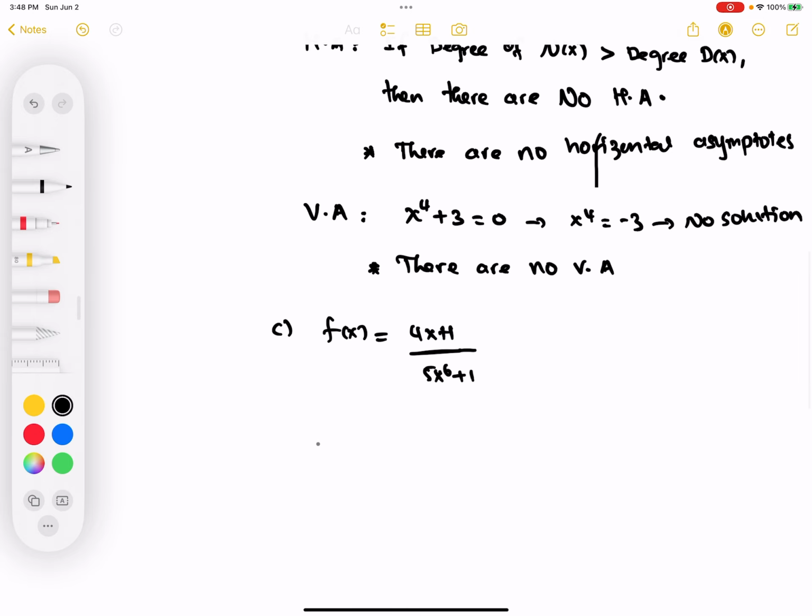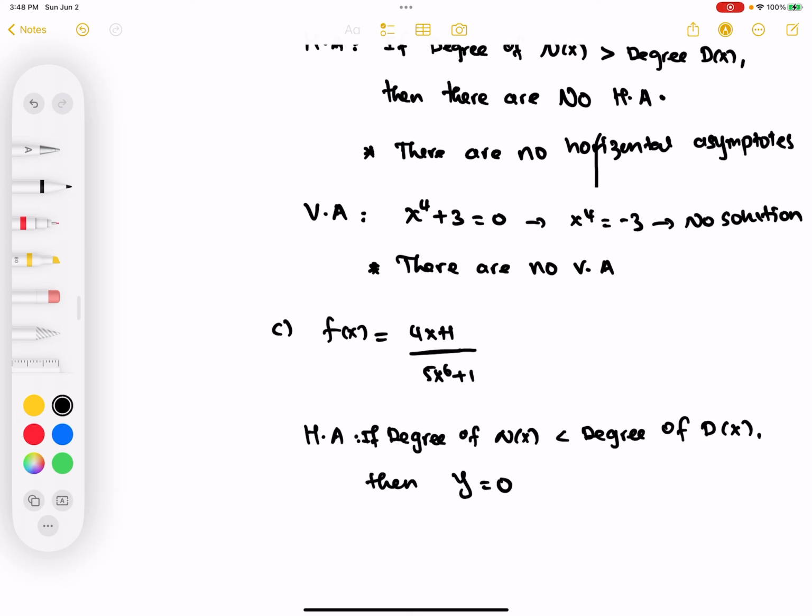asymptotes. Now here, horizontal asymptote, the degree of the numerator is less than the degree of the denominator. In this case, y is equal to 0. So the horizontal asymptote in this case is 0 according to the rules to determine the horizontal asymptote.